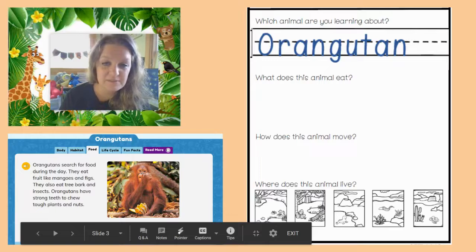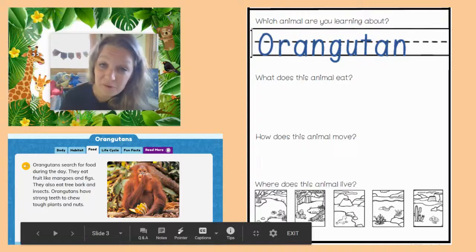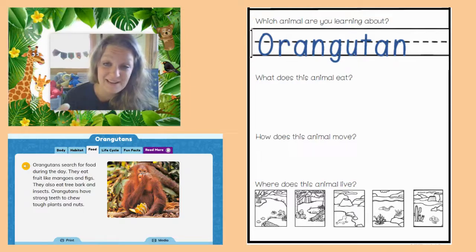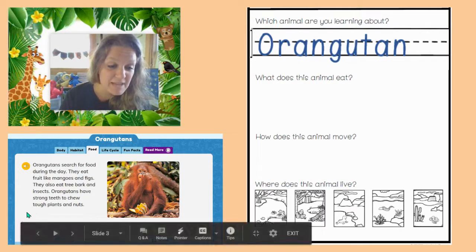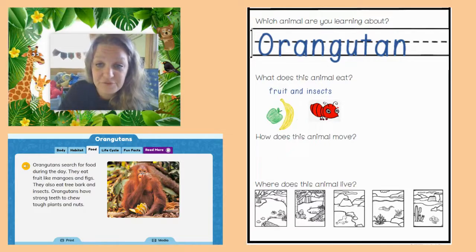What does this animal eat? Well, the words told me that they like fruit like mangoes and figs. I might not know how to draw a mango or a fig, but I see that the orangutan in the picture is holding a banana, and I know that a banana is a fruit. So I could write the word fruit and draw a picture of a banana. It also tells me that they eat insects, so I can write the word insects. So here I'm going to write fruit and insects. And I'm going to draw a picture of fruit and an insect.